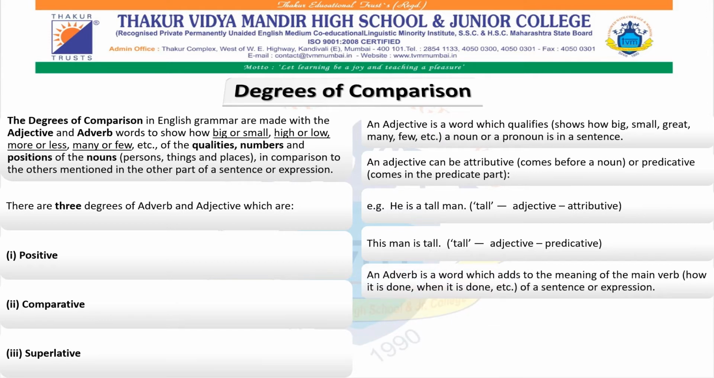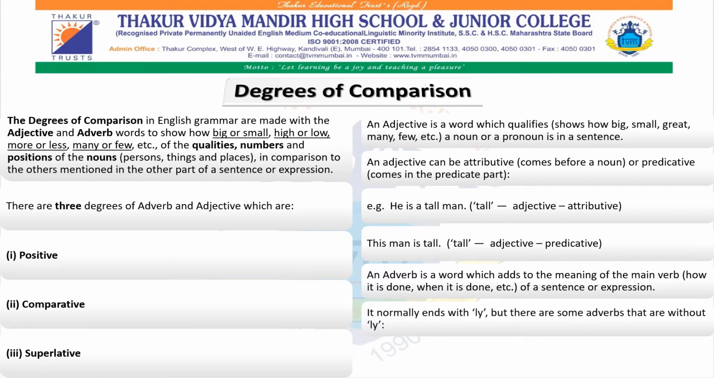Adverb. An adverb is a word which adds to the meaning of the main verb, how it is done, when it is done. These are the things that we come to know through an adverb, that is, of a sentence or expression. An adverb normally ends with ly, but there are some adverbs that are without ly.